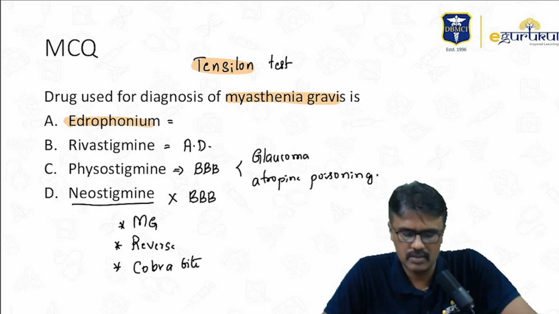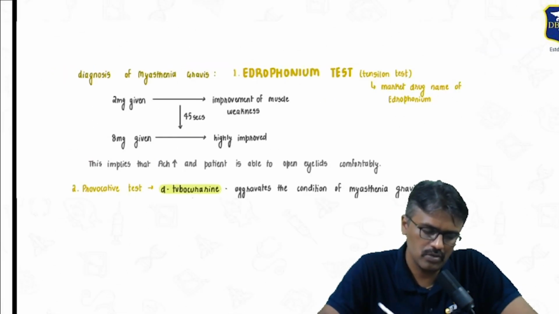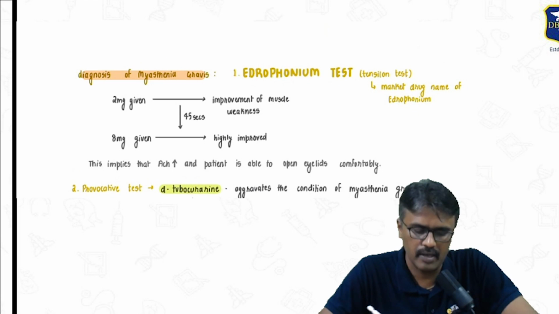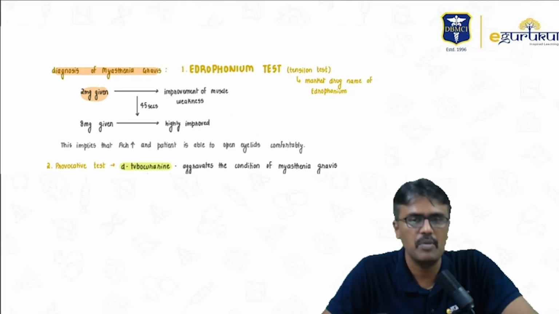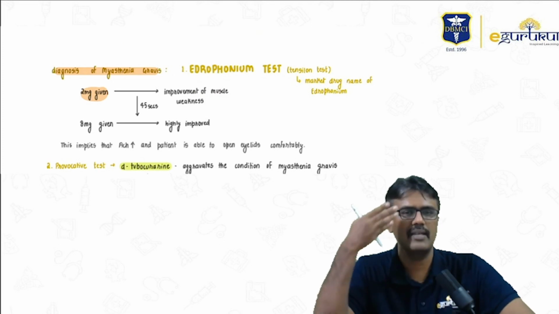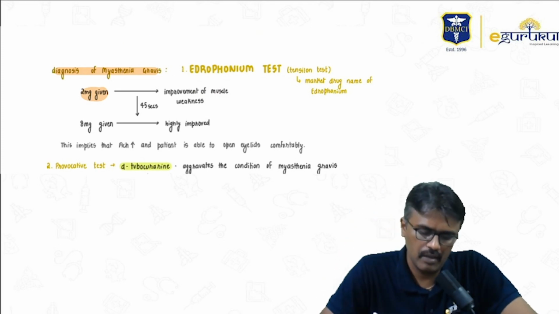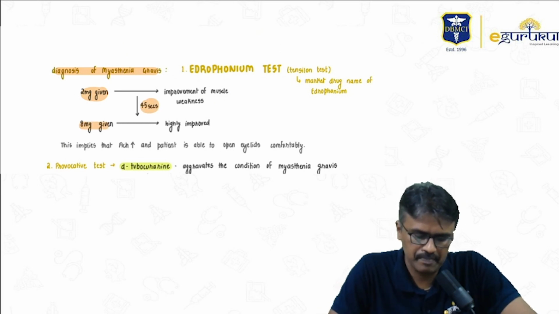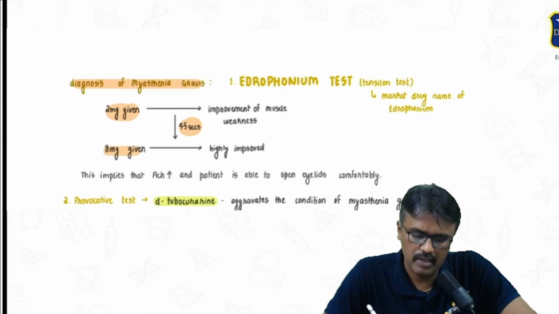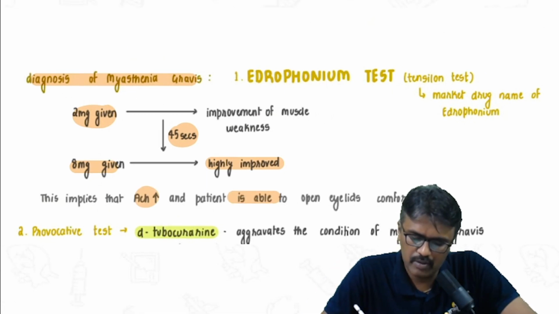Now, what is that edrophonium test? The edrophonium test is used to diagnose myasthenia gravis. What do we do here? We give 2 mg of the drug IV and see if there is improvement of muscle weakness. Usually myasthenia gravis will have ptosis, and we see whether the ptosis improves. If it doesn't improve within 45 to 60 seconds, we give another 8 mg and see if there is any improvement. If there is more improvement, that implies that acetylcholine has increased and the patient is able to open the eyelids comfortably.